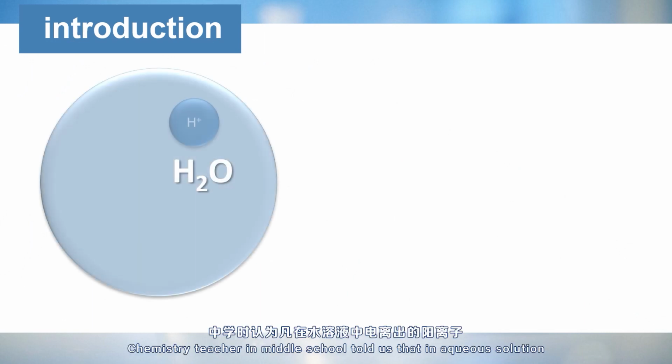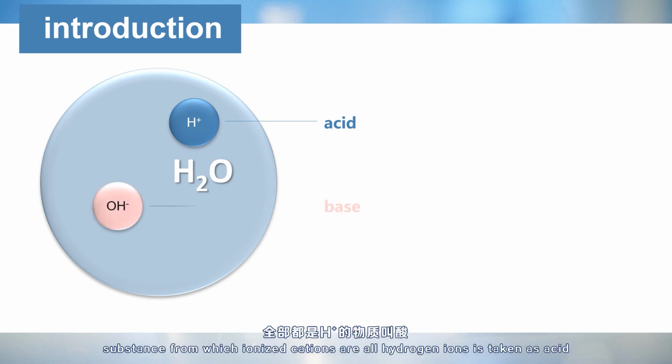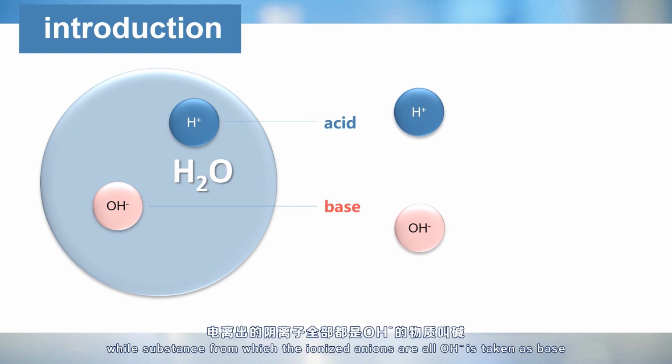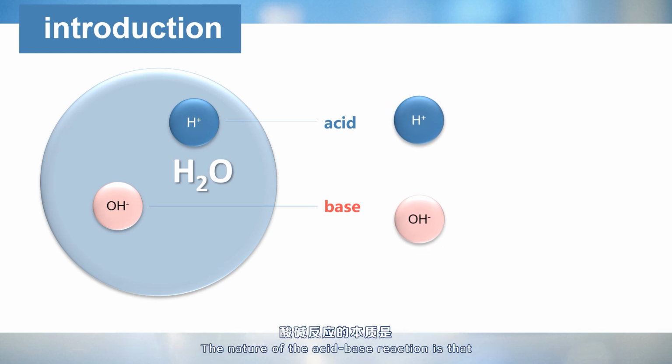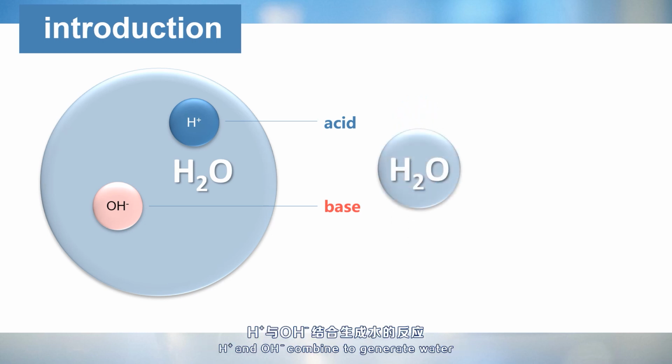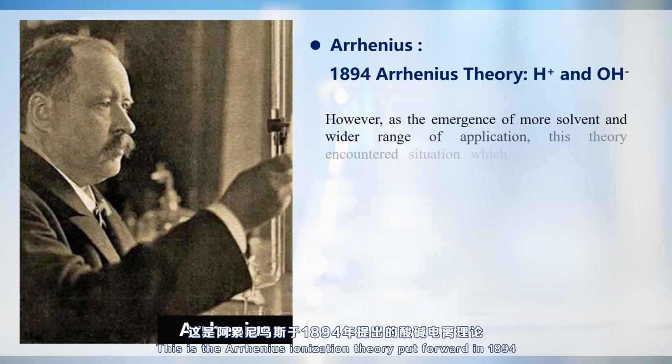Chemistry teacher in middle school told us that in aqueous solution, a substance from which the ionized cations are all hydrogen ions is taken as acid, while a substance from which the ionized anions are all hydroxide is taken as base. The nature of the acid-base reaction is that hydrogen and hydroxide combine to generate water. This is the Arrhenius ionization theory put forward in 1894.